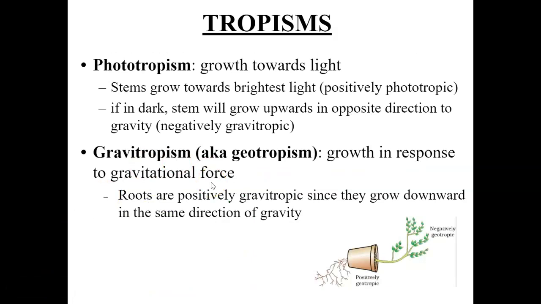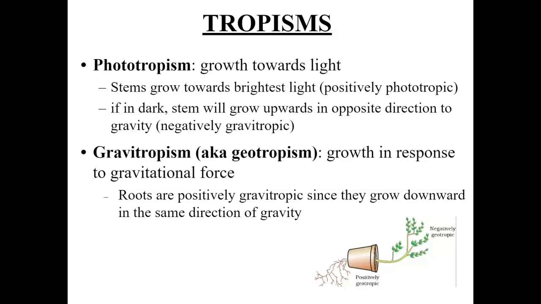Phototropisms are when plants grow towards light. And so stems are always going to grow towards the light. And this is because they are positively phototropic. So we're going to talk about how that happens in more detail. But again, they're going to grow towards the light, with the light, towards the stimulus, which is what makes them positively phototropic. If you were to put a plant in the dark, though, for a while, the stem itself is still going to grow up, even though it doesn't have access to light. But this is going to be due to the fact that the stem is negatively gravitropic. So it's going to always grow opposite of gravity.